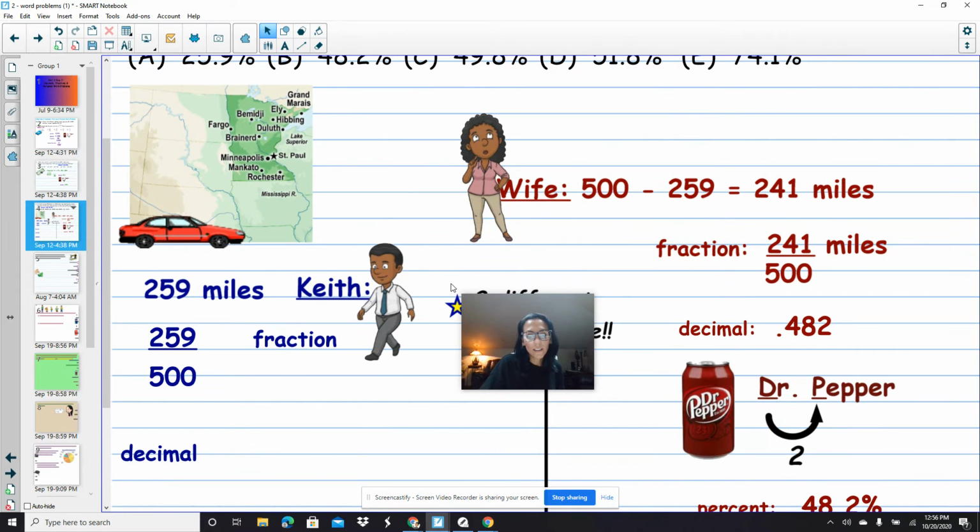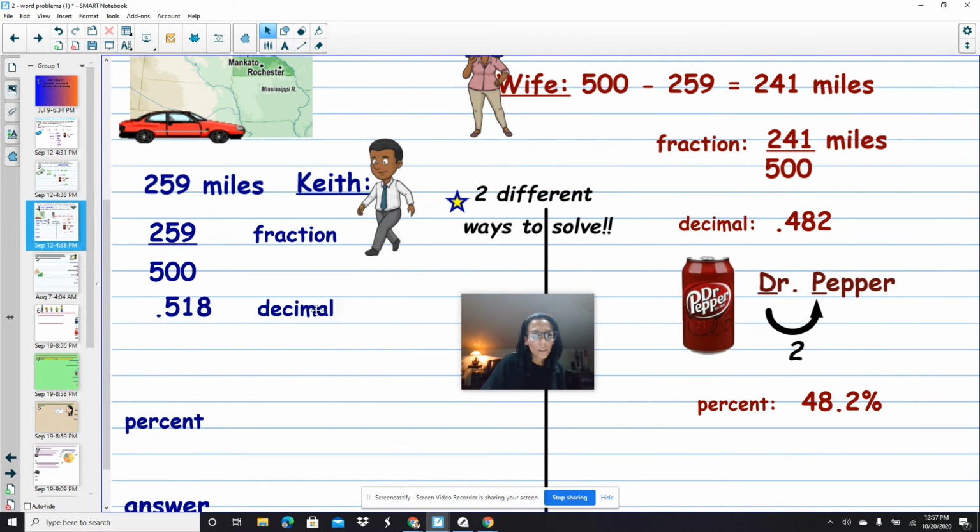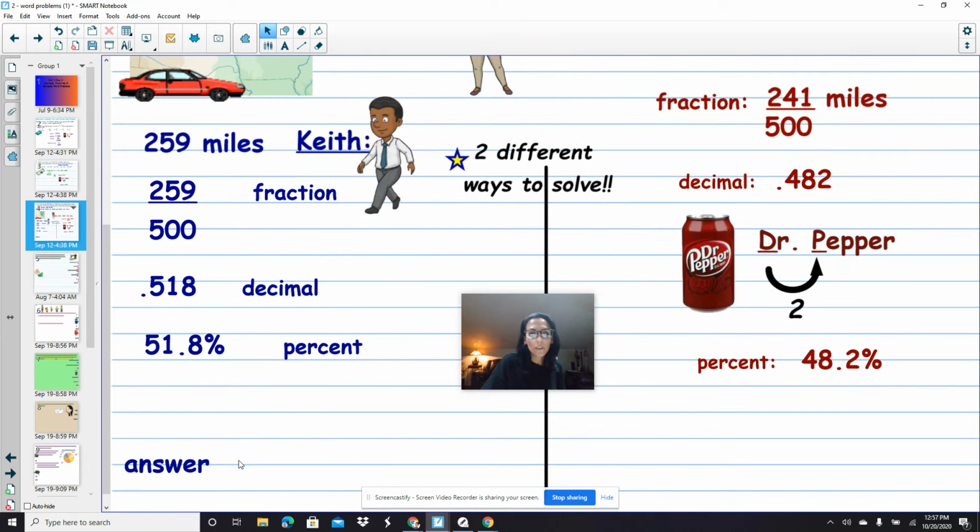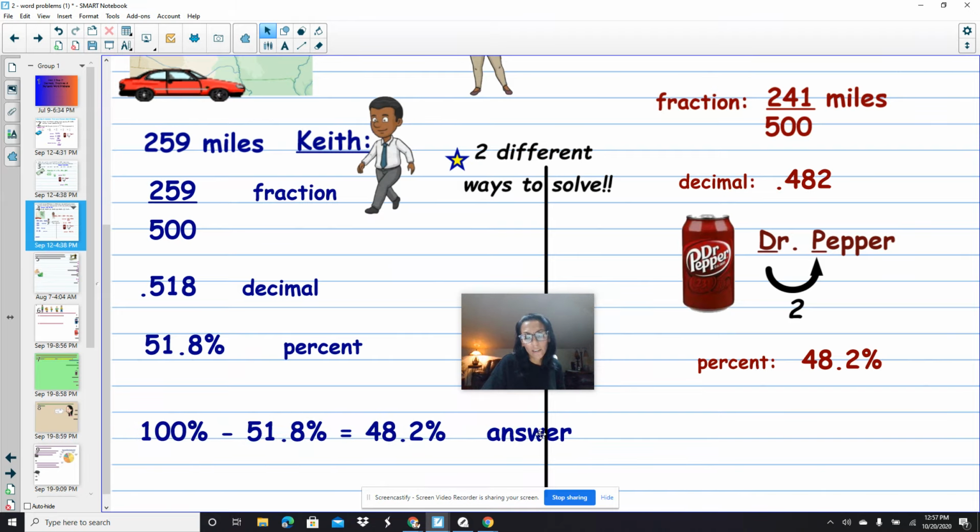There's other ways to solve this. So you can figure out the percent that Keith drove. And remember, 100% is the whole. So then you would subtract that from 100 to find out the percent that his wife drove. Two different ways to solve it. Obviously, this one's more to the point.